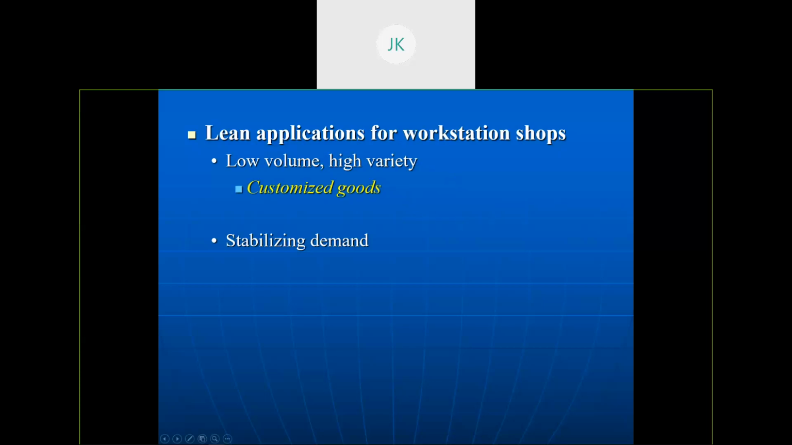Then, if this kind of process is low volume, high variety, and needs customization, we cannot implement a JIT system. But if demand is stabilized, if we can make the demand stable using whatever method, controlling demand, then we can use a lean system or JIT system in a workstation type process.